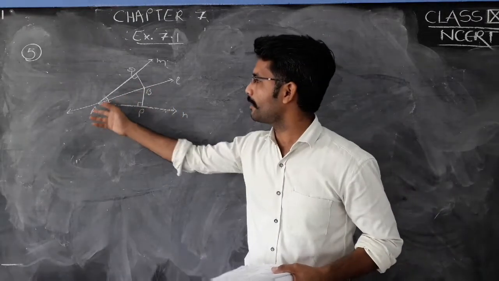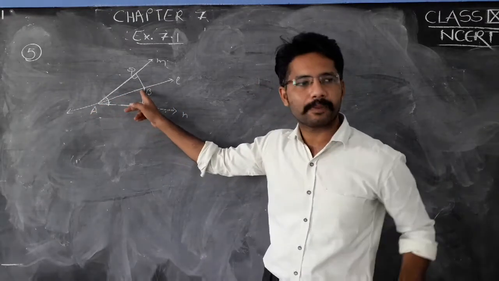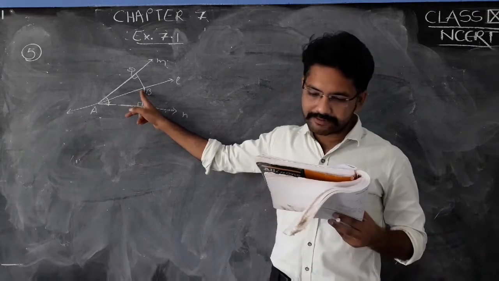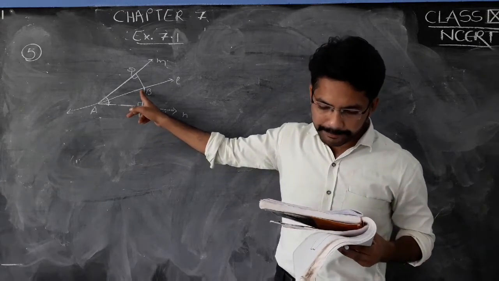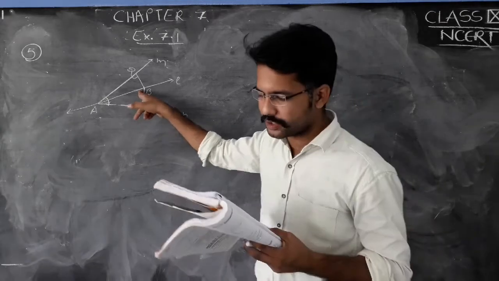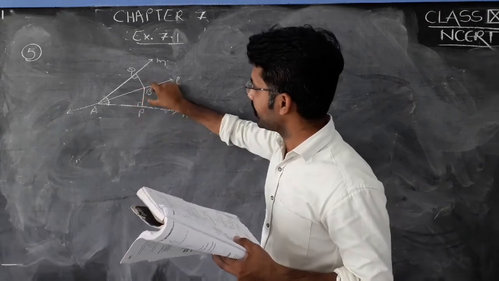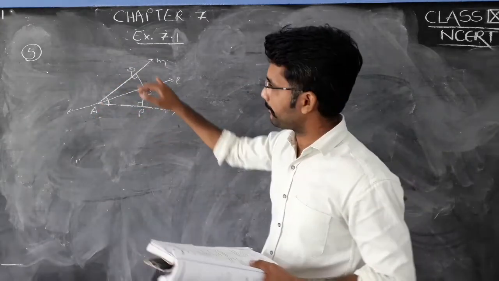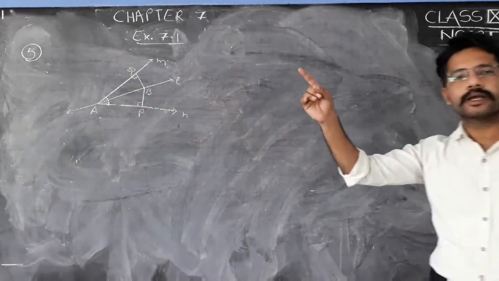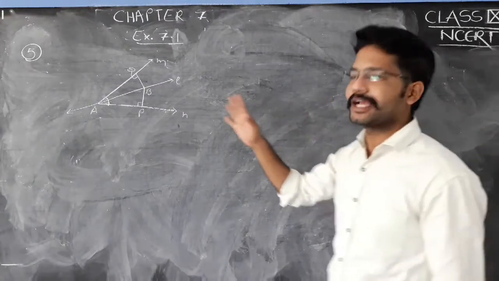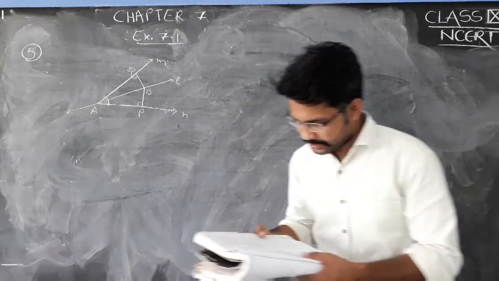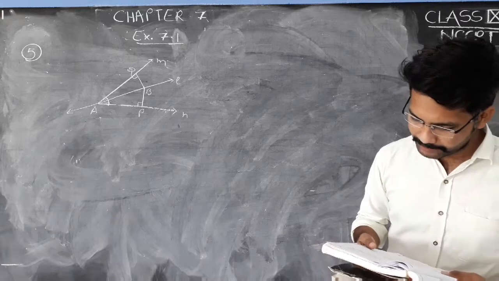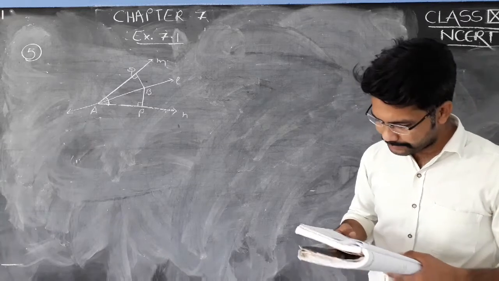So line L bisects angle A, and on that L we have taken a point B. Further they have given that BP and BQ are perpendicular from B to the arms of angle A. BP and BQ are perpendicular to AM and AN. Perpendicular means it will form an angle of 90 degrees. What they have asked: show that angle APB is congruent to angle AQB and BP equals BQ.